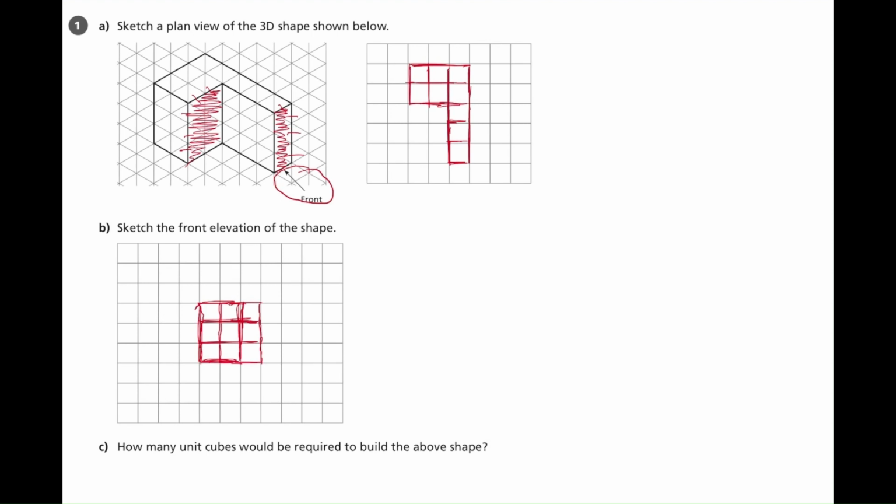Moving on to part C, we're asked to work out how many unit cubes will be needed to build the above shape. The object is basically made up of 2 cuboids. The volume of a cuboid is the length multiplied by the width multiplied by the height. So we can work out how many unit cubes there are by doing just this.